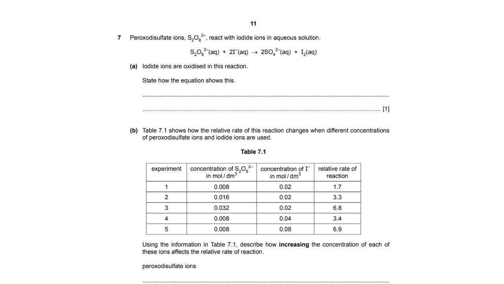Okay, so peroxodisulfate ions react with iodide ions in an aqueous solution. Iodide ions are oxidized in this reaction. State how the equation shows this. Iodide ions are losing electrons. So you will write that iodide ions are losing electrons. That's why they are getting oxidized.